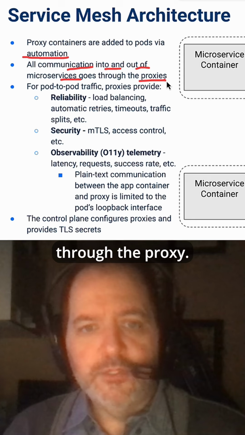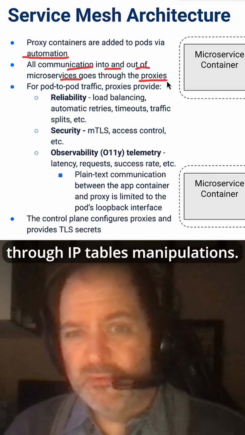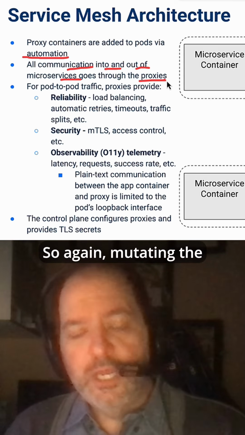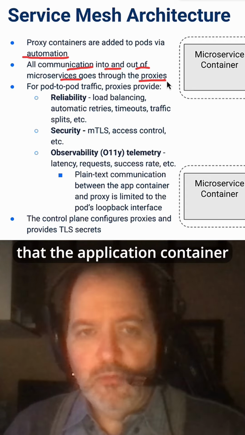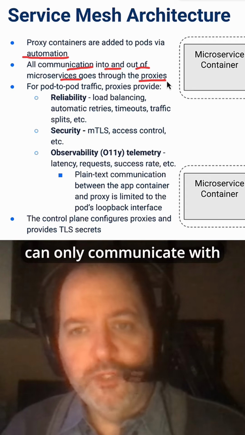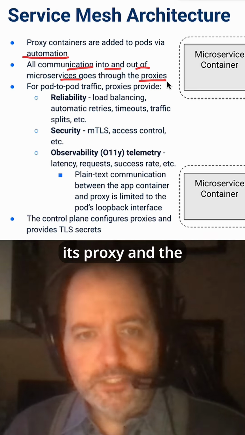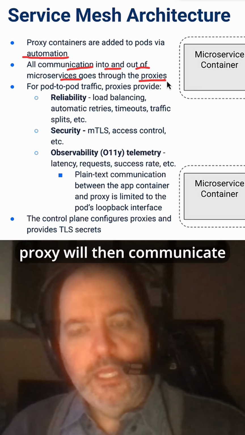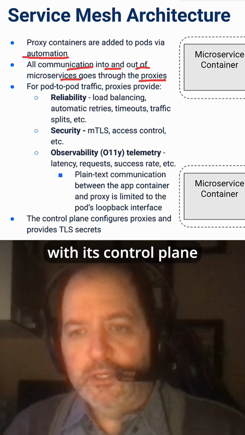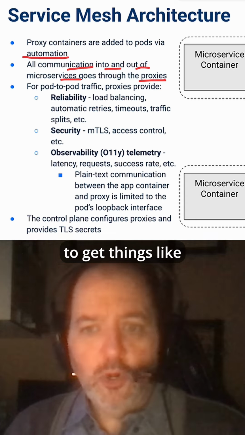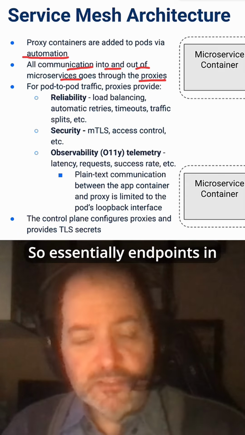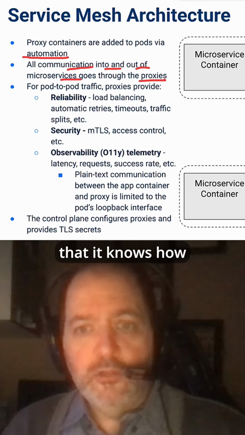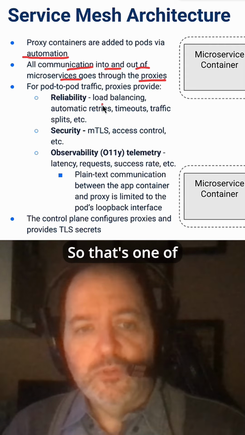The goal here, though, in a mesh is that all the communication into and out of a microservice container goes through the proxy. This is typically done through like iptables manipulations. So again, mutating the netfilter and ensuring that the application container or microservice container really can only communicate with its proxy, and the proxy will then communicate with its control plane to get things like targets for different services, right? So essentially endpoints in a Kubernetes cluster, so that it knows how to load balance from the client side. So that's one of the features.